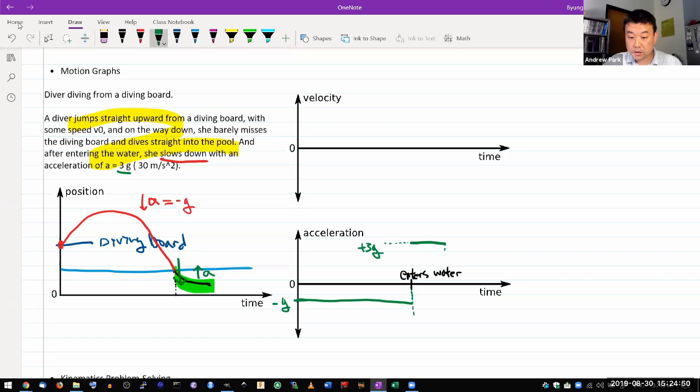So on the acceleration graph, this is where I should stop. The acceleration graph is more or less a one-to-one faithful representation of what the word description describes. And for that reason, when I usually draw a motion graph, it's the acceleration graph that I usually want to start out with. Once you have the acceleration graph, you have enough information to start drawing the velocity graph.